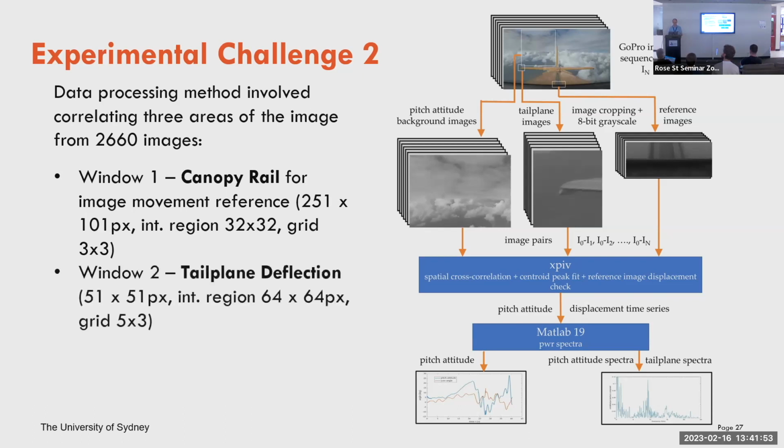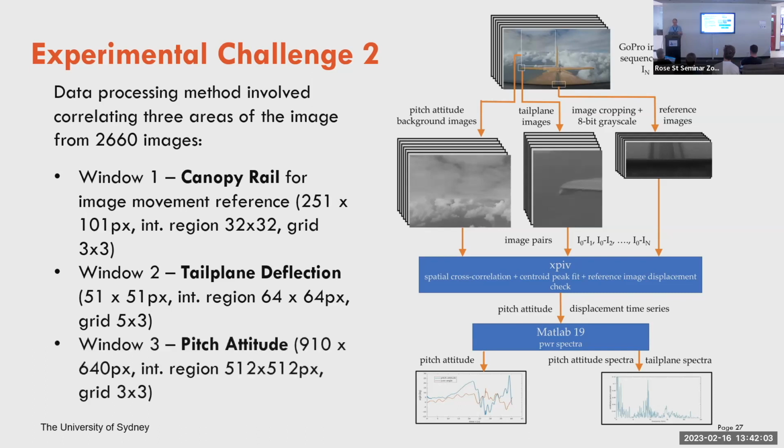And then the second area we had was just around the tailplane, just here. And we were looking at the tailplane deflection, because that's where the wake was interacting. And then the final area we looked at was the big window just above the tailplane. And we wanted to track the pitch attitude because of this nodding behavior of the aircraft. And we managed to do all of these 3 with the correlation code that I had.